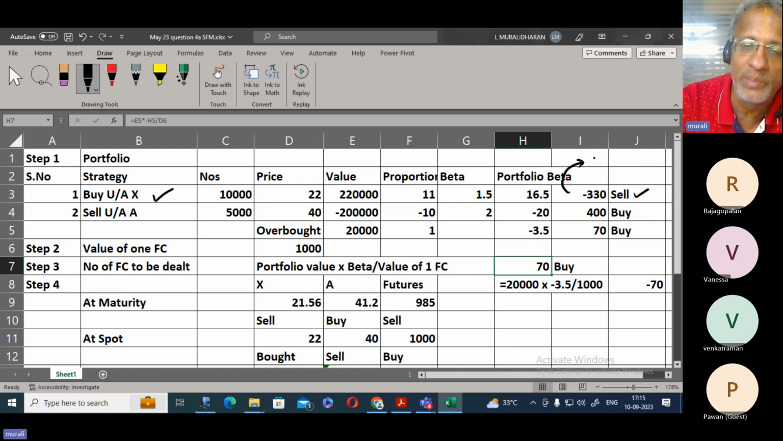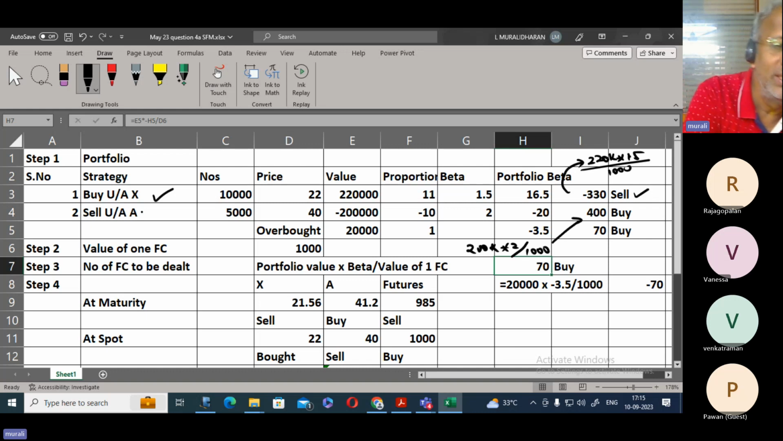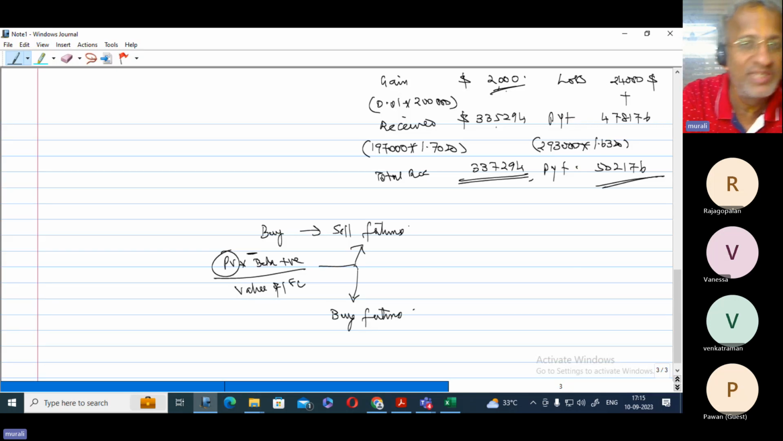How did we arrive at this particular value? 220,000 multiplied by 1.5 divided by 1000. And similarly, in this particular case, 400, how did we get it? 200,000 multiplied by 2 divided by 1000. Since this is sell, naturally this should be buy. In this case, when it is buy, you have to go for sell. So the net of this is 70, and through the other formula I am trying to justify the position that at spot we should go for buy futures. Is that clear?